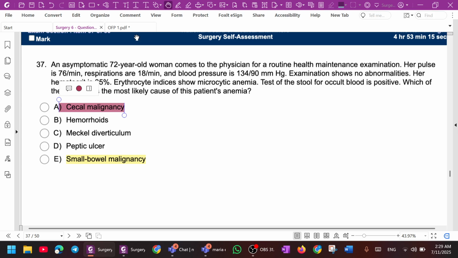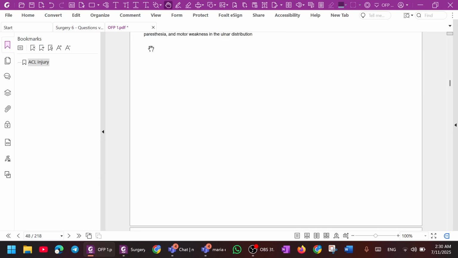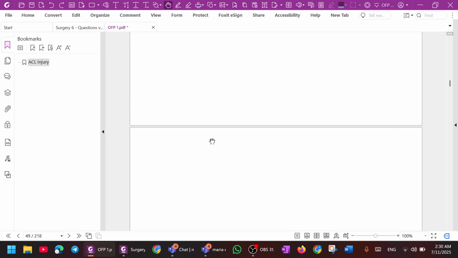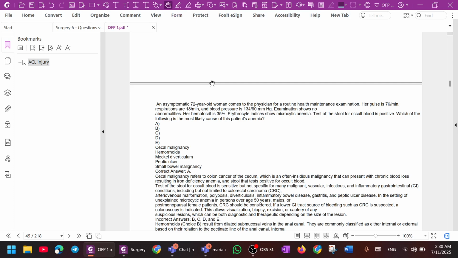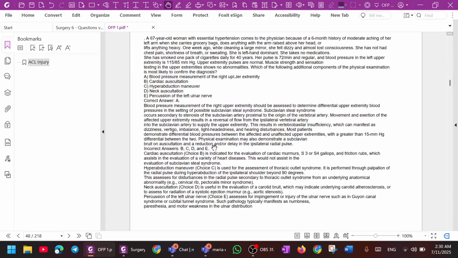Testing for occult blood is sensitive but not specific for malignant, vascular, infectious, and inflammatory GI conditions, including but not limited to colorectal cancer, AV malformation, polyposis, diverticulosis, IBD, gastritis, and peptic ulcer. In the setting of unexplained microcytic anemia in a person over 50, males or postmenopausal females, colon cancer should be considered. If a lower GI tract source of bleeding, such as colon cancer, is suspected, colonoscopy is indicated.